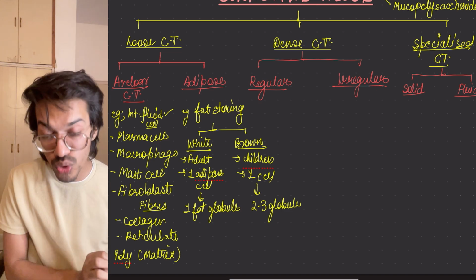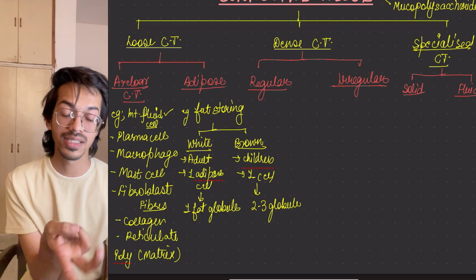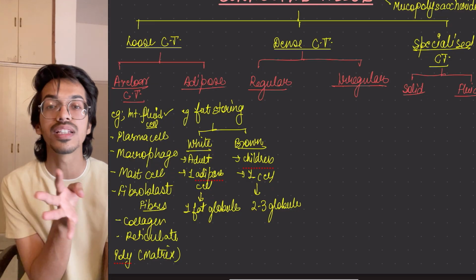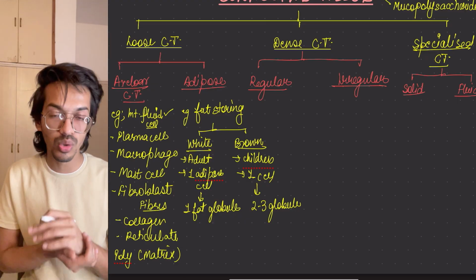Adipose tissue is present in the hump of a lot of organisms. It is present in the hibernating frog. It is present in the blubber of penguins. It is present in the subcutaneous layer of the polar bear. Everywhere it is present. Moving on to the regular connective tissue.